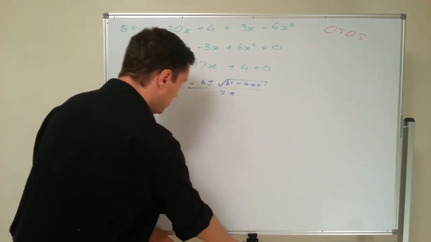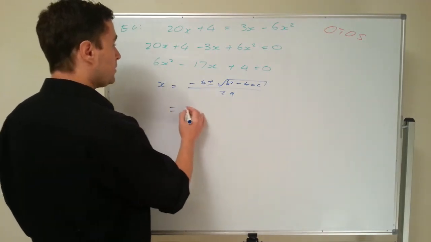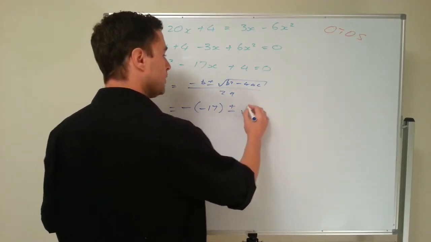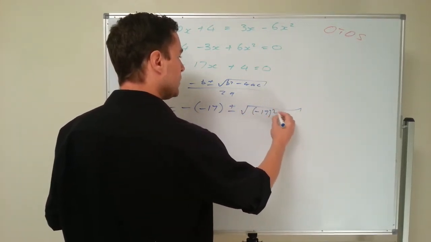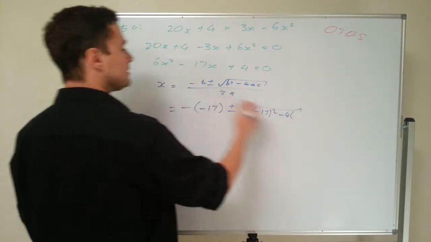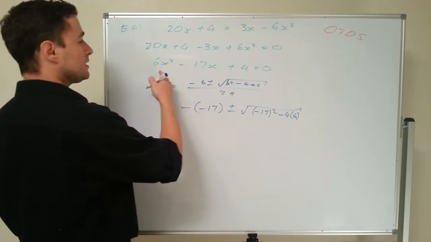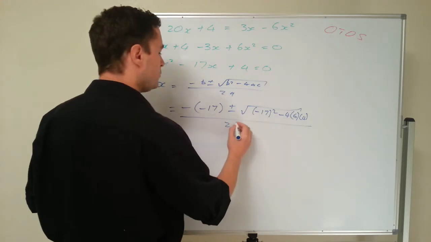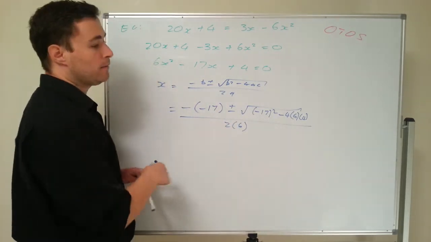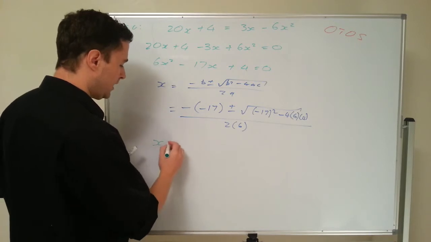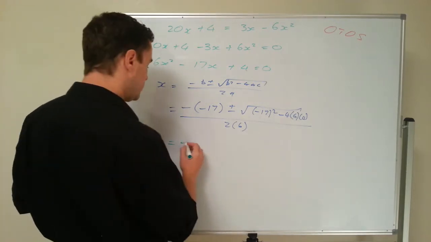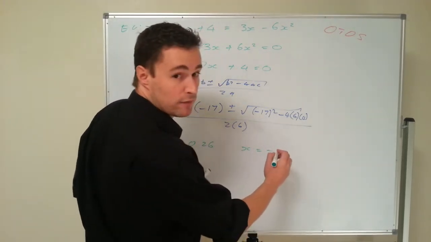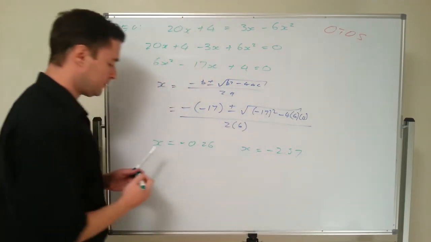And the substitution is really this straightforward: minus b is negative 17, plus or minus the square root of negative 17 squared minus 4 times a, which is 6, times c, which is positive 4, all over 2 times 6. Plug it into your calculator and you should get x equals negative 0.26, rounded to 2 decimal places, or x equals 2.57 if I round it to 2 decimal places.